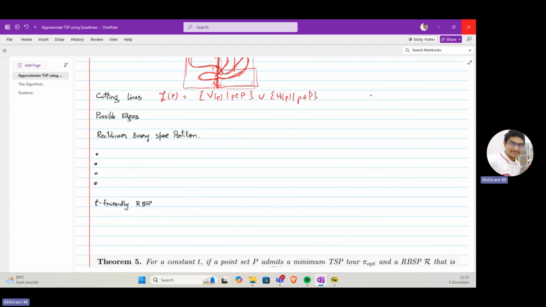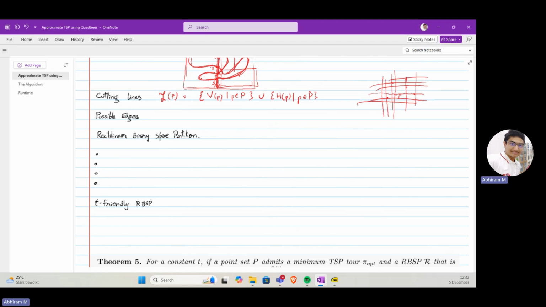Now if I'm given my R2, and I have a point here, this is my point P. Capital V of P is just the vertical line passing through P. Capital H of P is just the horizontal line passing through P. If this is my point set capital P, then for each of these points in my point set, I'm going to draw the vertical lines and the horizontal lines, and take the union of all these lines that I just drew and call that L. So it's the union of all the vertical lines passing through the points and the horizontal lines passing through. These are called my cutting lines.